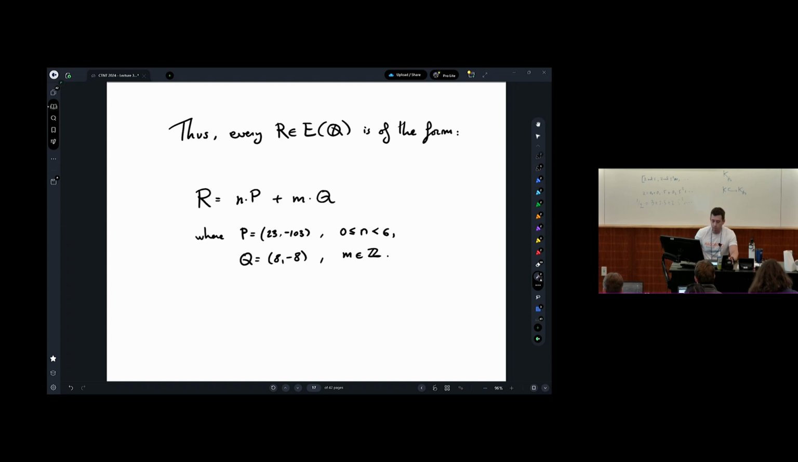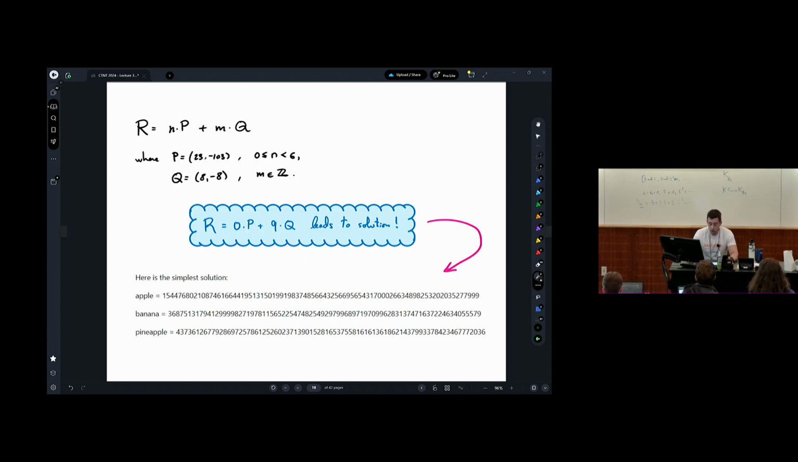So every point on the fruits Diophantine equation will be exactly of this form. It will be a multiple of the point of finite order, and this n is just between 0 and 5 included, plus any multiple of Q, for any integer. I can have Q, I can have minus Q, 2Q, minus 2Q, and so on. And if there is a solution, it has to be one of these. And it turns out that as I cycle through solutions, 9Q is the one I want.